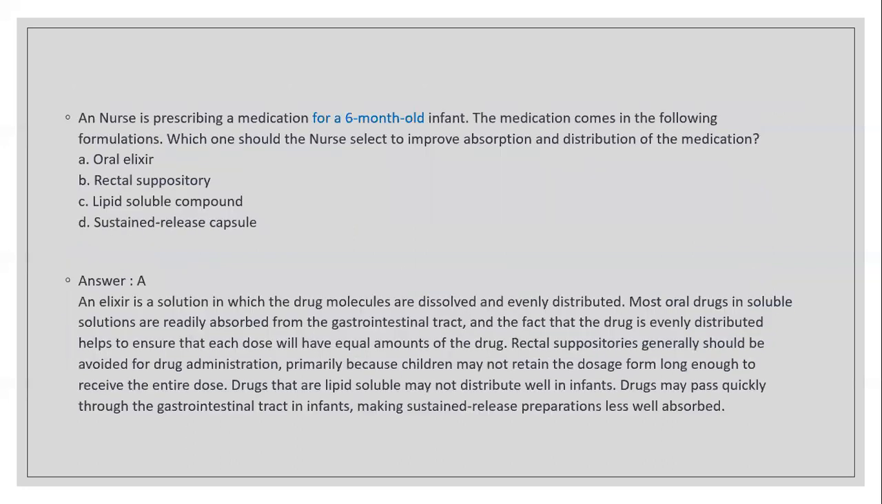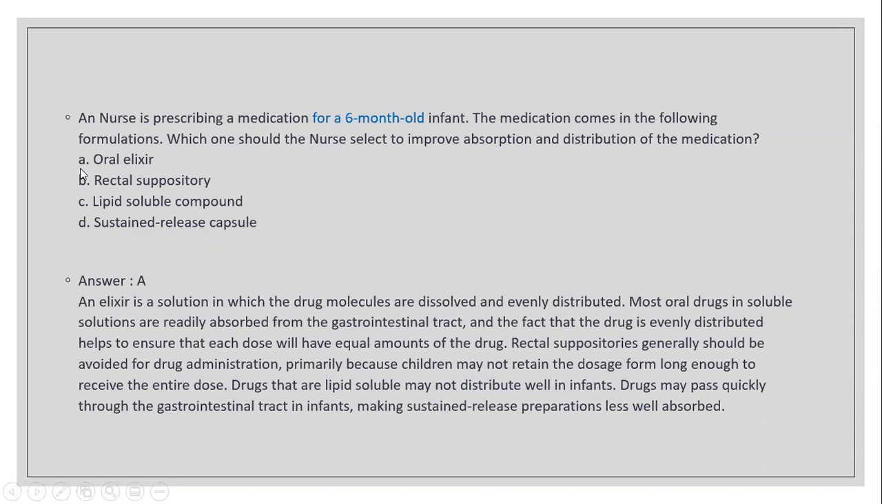Next question. A nurse is preparing a medication for a 6-month-old infant. The medication comes in the following formulations. Which one should the nurse select to improve the absorption and distribution of the medication? Number A, oral elixir. B, rectal suppository. Number C, lipid soluble compound. And number D, sustained release capsule. The correct answer is number A.